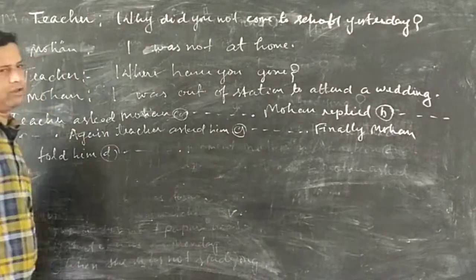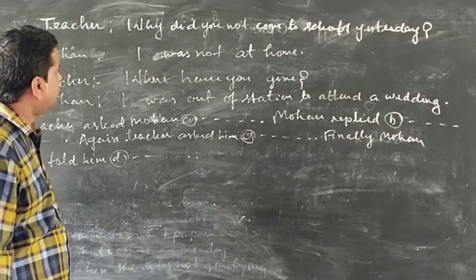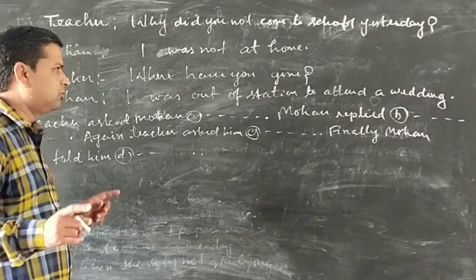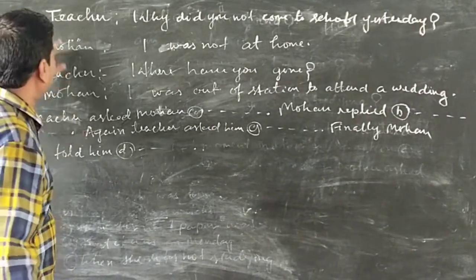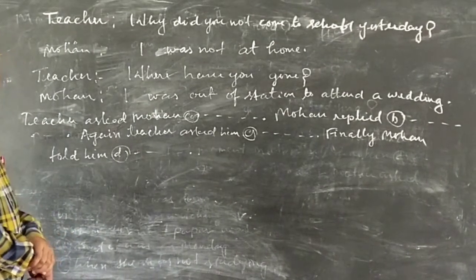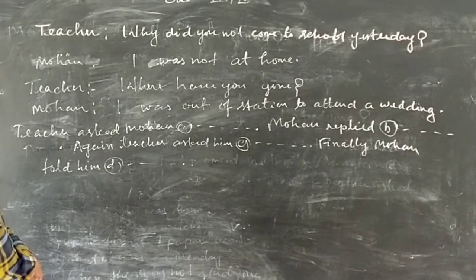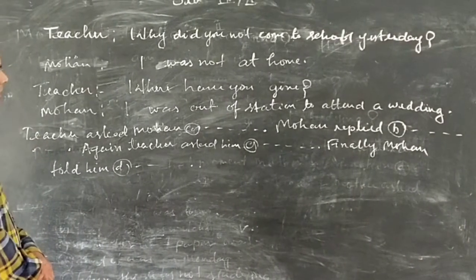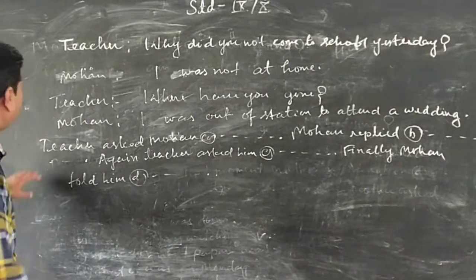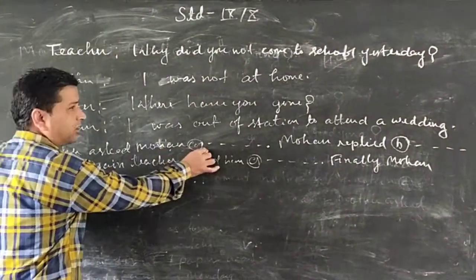Dear student, according to the rules of direct and indirect, you have to write all the answers in your work copy. First of all, you have to study the dialogues. The teacher is asking Mohan, why did you not come to school? Then Mohan replied, I was not at home. Teacher asked again, where have you gone? So Mohan said, I was out of station. Look first at your paragraph. Teacher asked Mohan, here no conjunction is used.